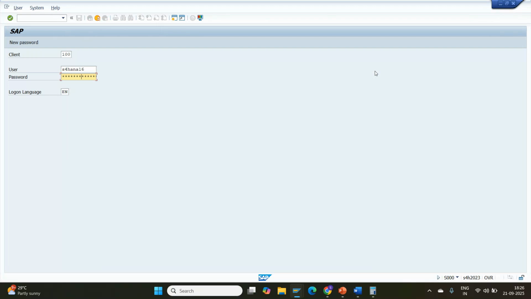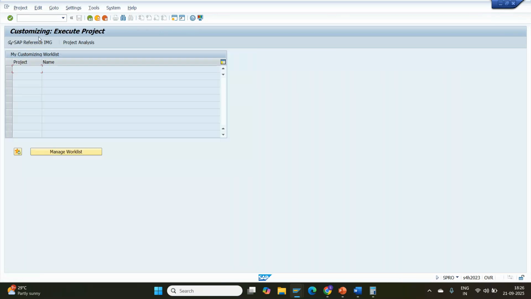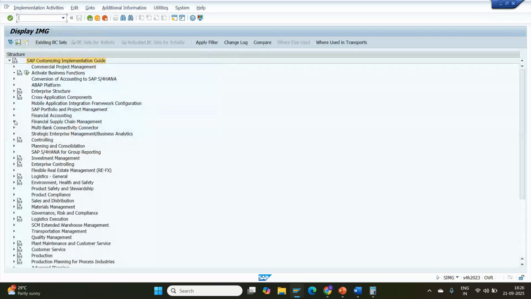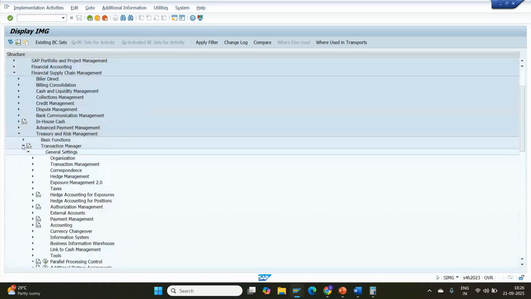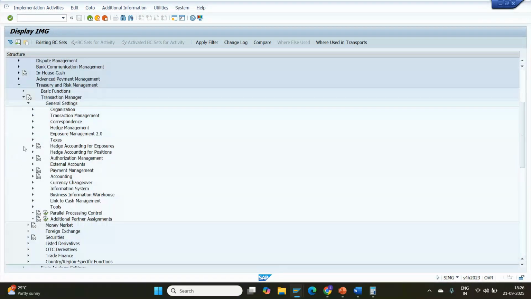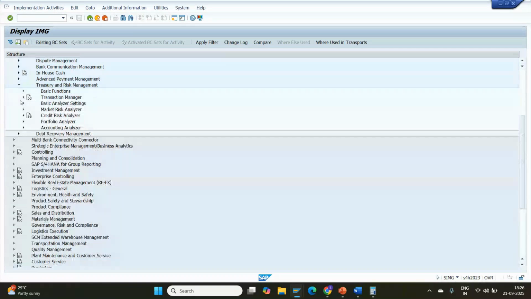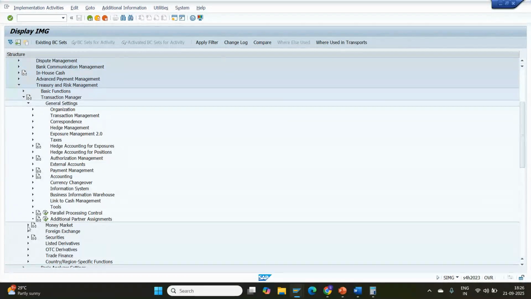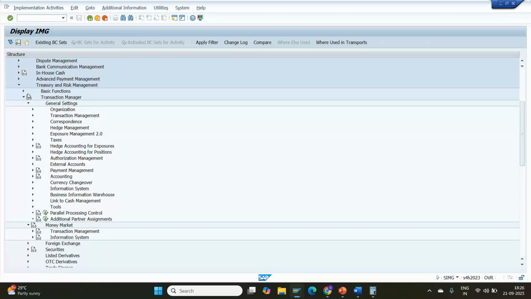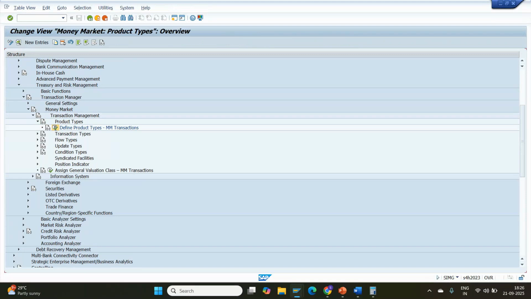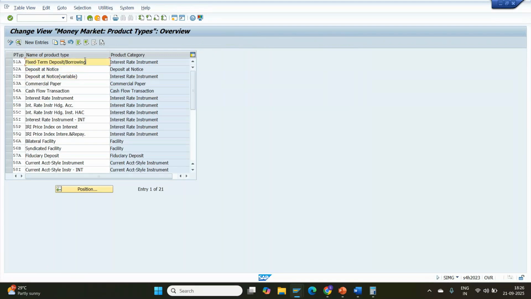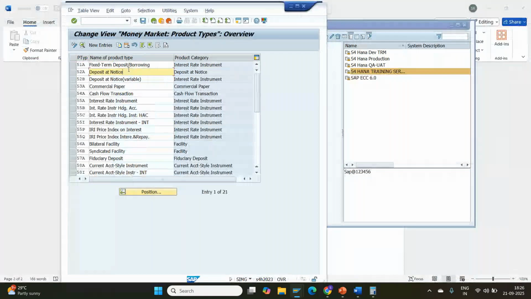So we will take a simple example, and we have to configure in the system how to do that money market configuration. Here, product type: commercial paper we will post separately, fixed term deposit we will post separately, and deposit notice we post separately.